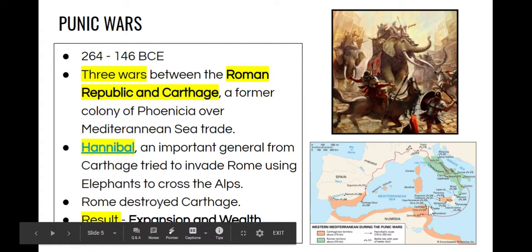The Punic Wars were fought over the trade in the Mediterranean Sea. On the Carthaginian side, we have a brilliant general called Hannibal who tried to take his elephant army and attack Italy. He was successful initially, but eventually Rome was able to destroy Carthage completely. As a result, they controlled this Mediterranean Sea trade, making them very wealthy, and also getting all of the provinces, which formerly belonged to Carthage, allowing them to expand.